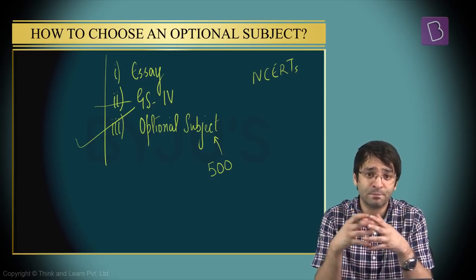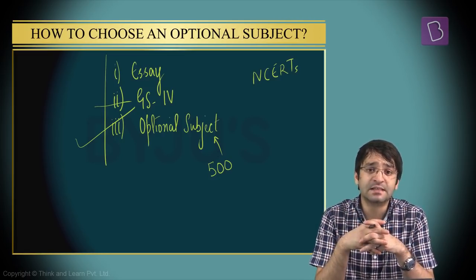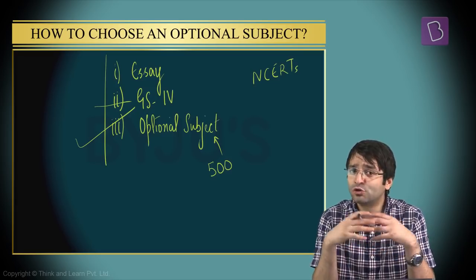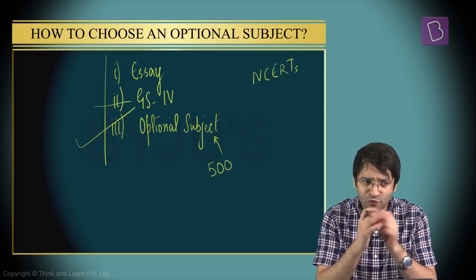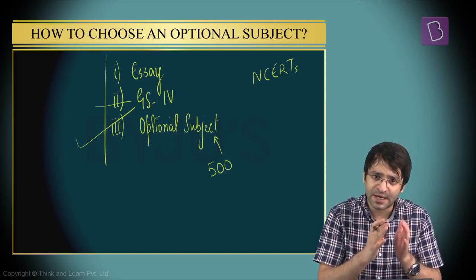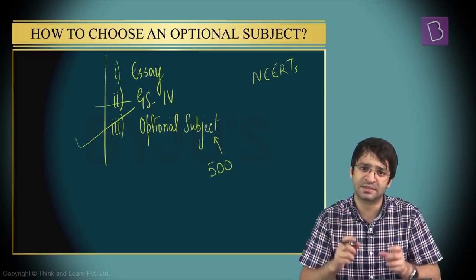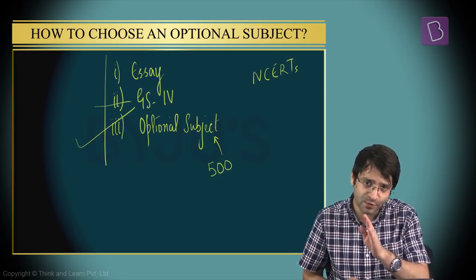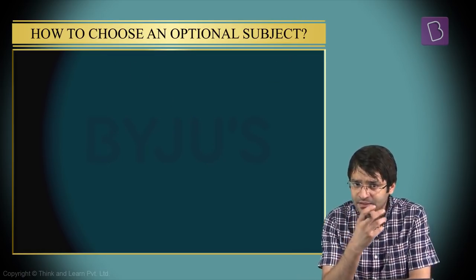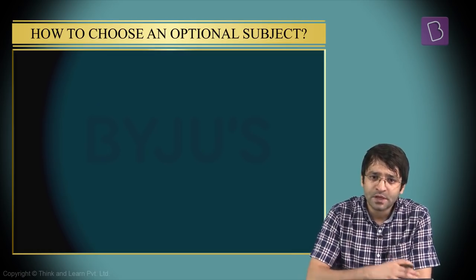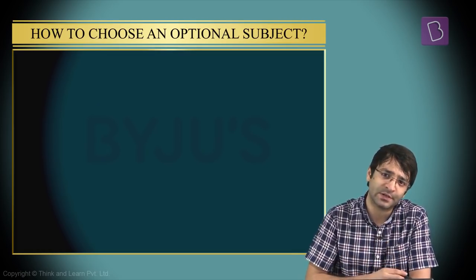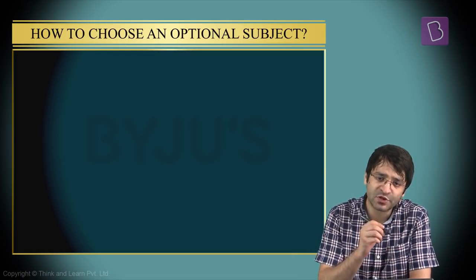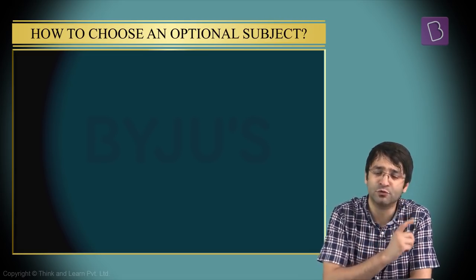But this is also where aspirants face a dilemma. How do I choose an optional subject? What are the factors I have to keep in mind before I can start optional subject preparation? This is where we are going to help you. There are 3 factors that you have to keep in mind before you start an optional subject. 3 factors shall determine which optional subject is best suited for you.